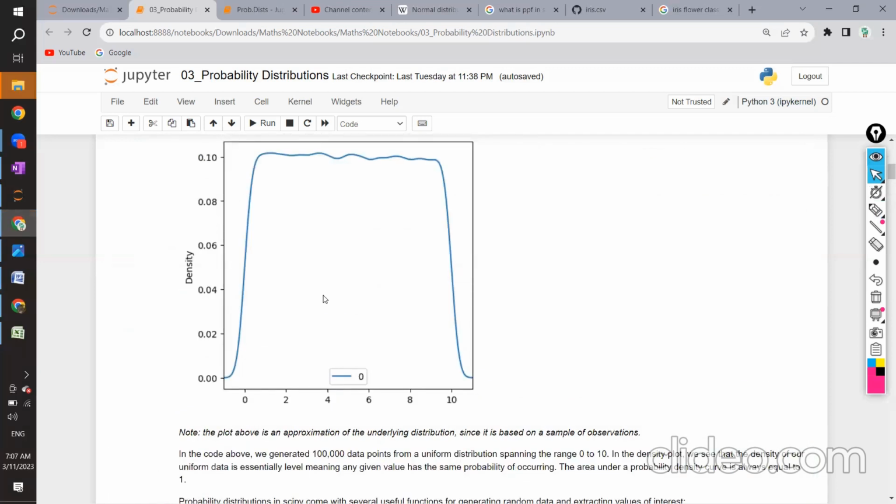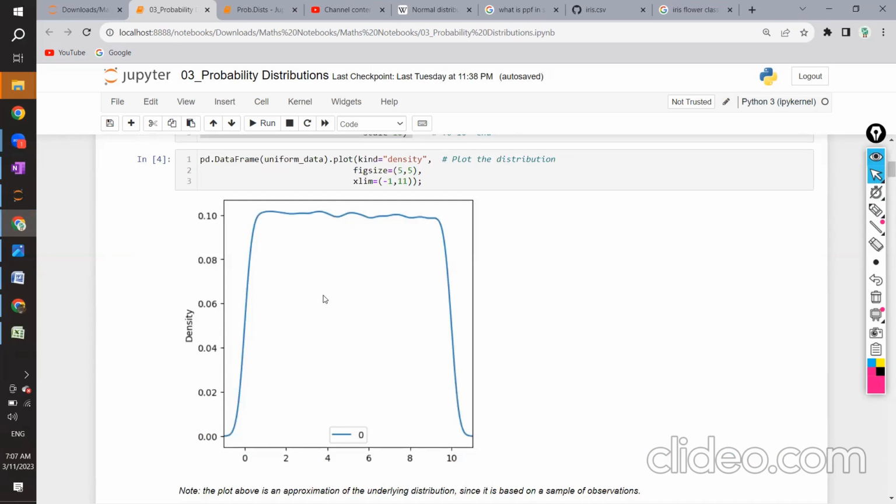Is this clear, guys? Any doubts about the uniform distribution? Let me know. Be honest. That's completely fine. No, Santosh. Okay.